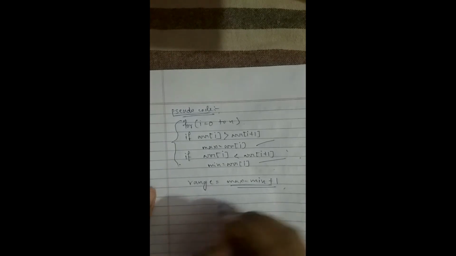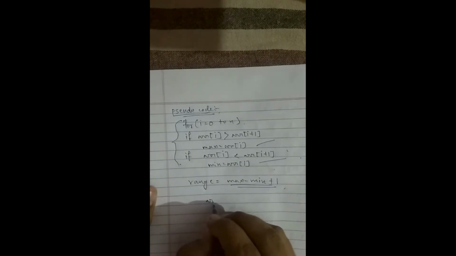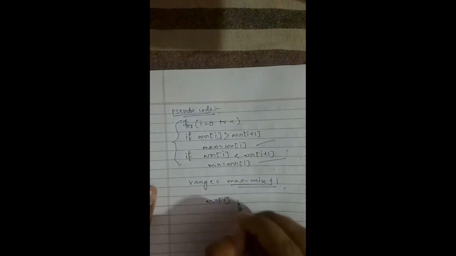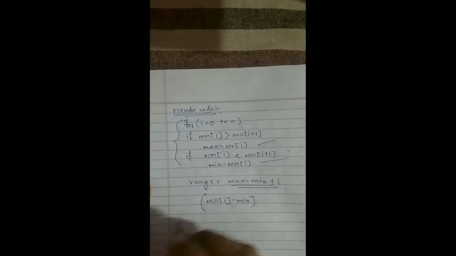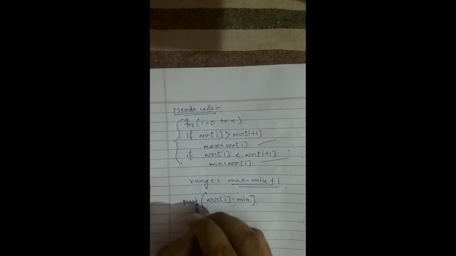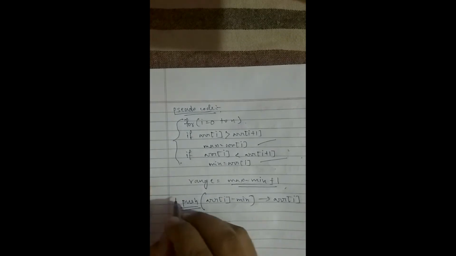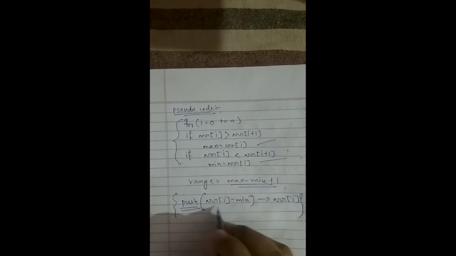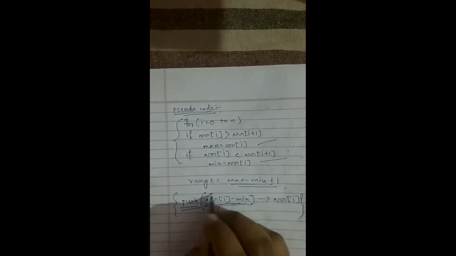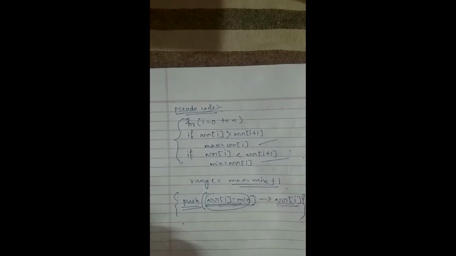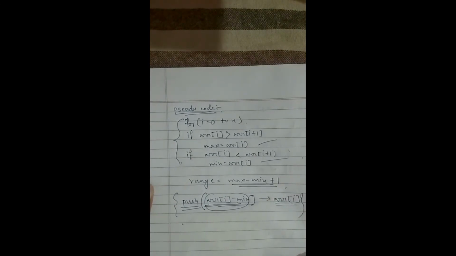Then, like I said, you take array[i] minus min, and you push this element into that index of the new array. So you find array[i] minus min and push the element there. This is the pseudocode of the pigeonhole sort algorithm.